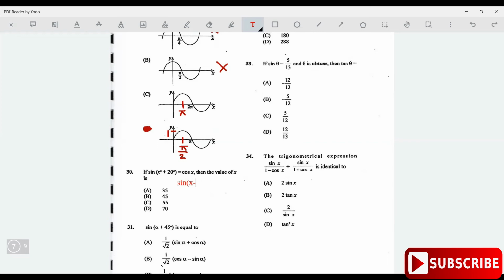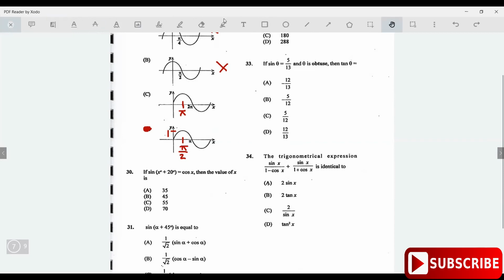It's really pi by 2. All right, let's not use that. That's more for pure math. So let's just stick to ordinary math. Don't want to be going into too many identities. So if you were to expand this out, it would be sine x cos 20 plus cos x sine 20, and that's equal to the cos of x.